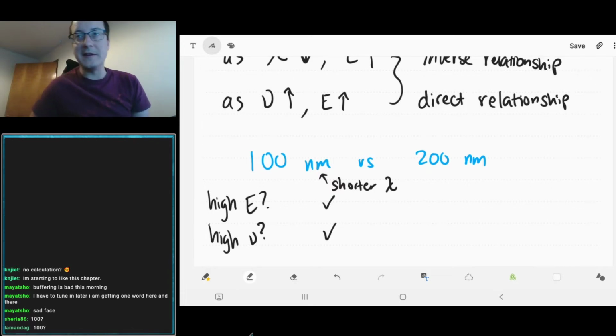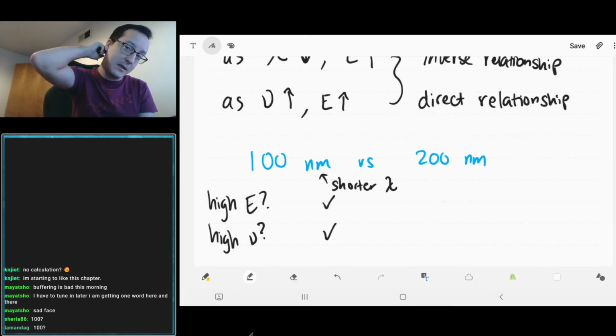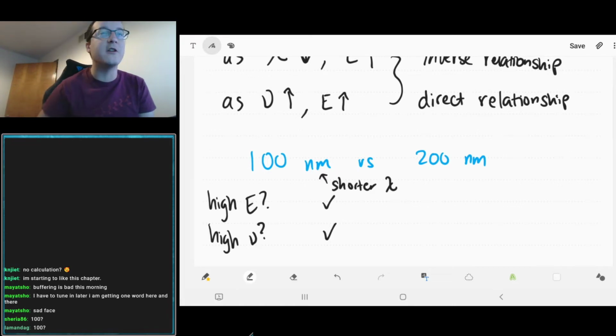So with this, it's a pretty simple relationship here. As long as you understand short wavelength means high frequency means high energy, that's kind of what we're going for here.